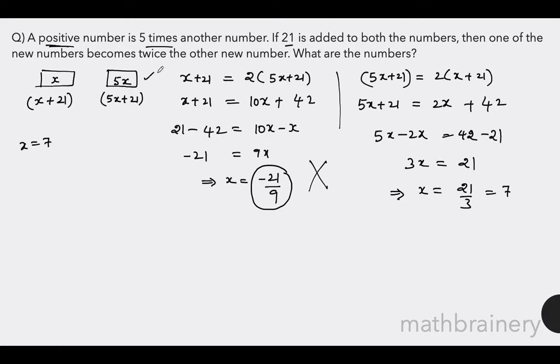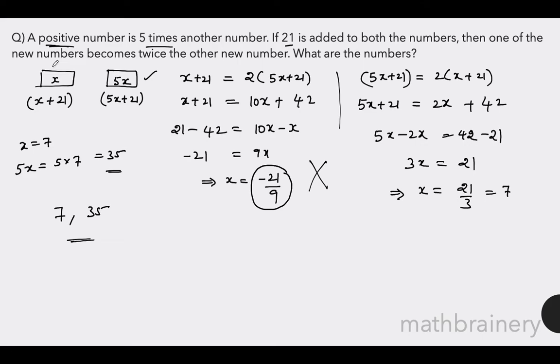Then what should be the other number? The other number must be 5x. That is 5 times 7, which is 35. So the required two numbers are 7 and 35. Alright, now let's try to understand the logic behind this.